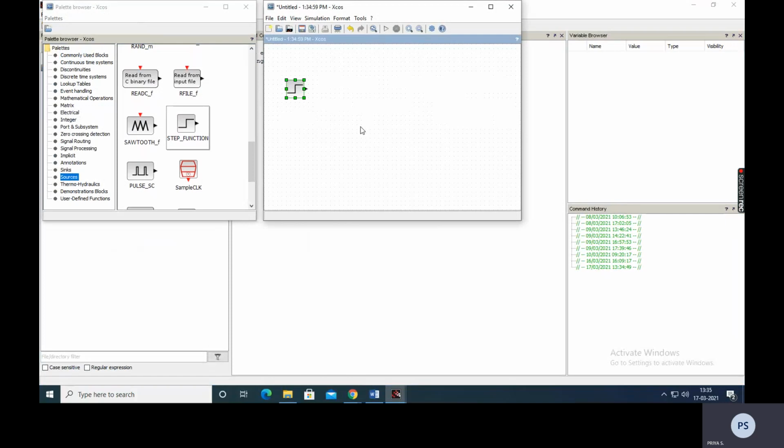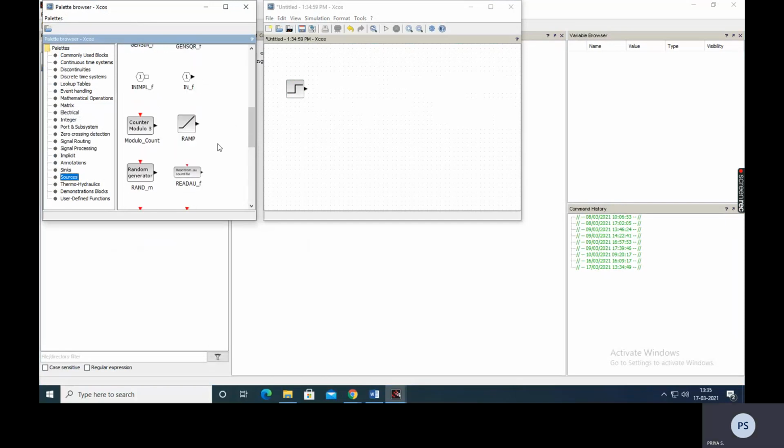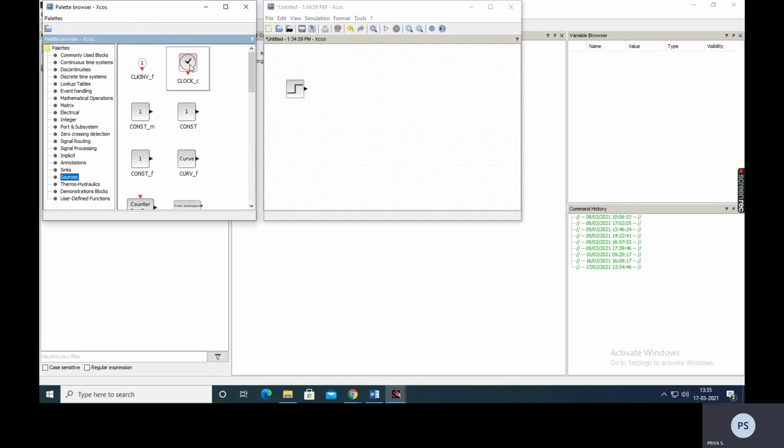You can drag like this, or you can right click, add to that untitled diagram, or you can give it any name. So see there, I'm taking the step function. Then you have to take the clock also, because we have to fix the time constant. Then we are in need of the transfer function, first order differential equation, 1 over s plus 1, I told you, no. So click this block also.